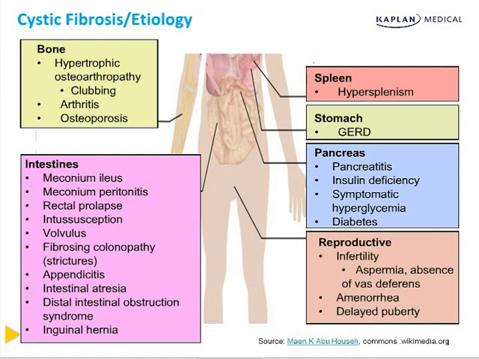Lastly, reproductive abnormalities are also common. Infertility, usually because of aspermia or the absence of vas deferens, is common in men. From a female perspective, amenorrhea and/or delayed puberty is sometimes seen as well.